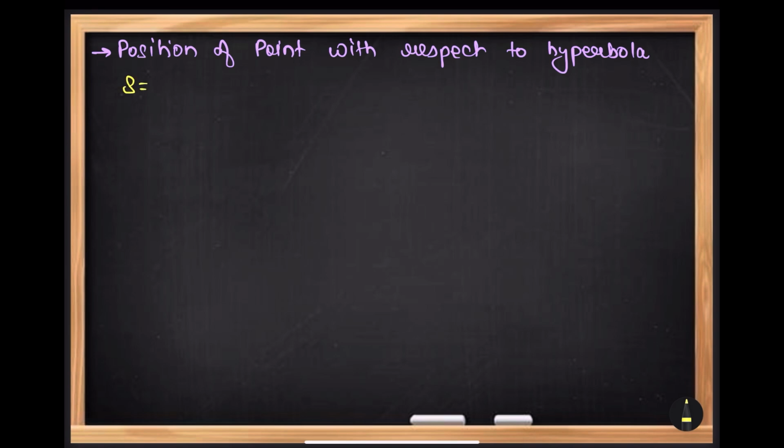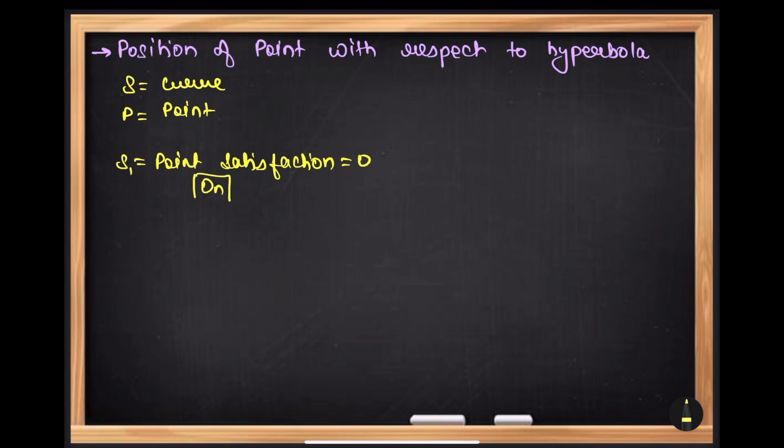We will give you the equation of a curve, which I will call S, and then I'll be giving you a point. Now you have to judge whether this point lies on the curve, inside the curve, or outside the curve. In general cases, if the point satisfaction S1 comes out to be 0, we used to call that this point is on the curve. Correct?